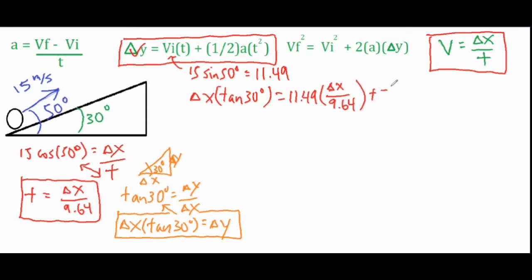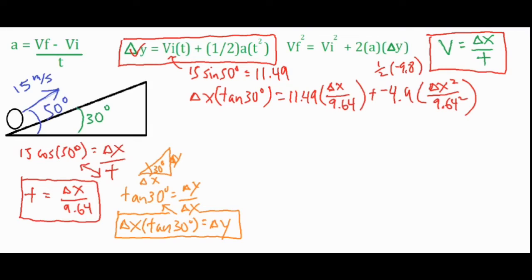And then plus 1/2 a t squared. 1/2 a is going to be negative 4.9 because that's 1/2 times the acceleration due to gravity. So I'll just write it as negative 4.9. And then we also have t squared, so we'll do the same substitution we did earlier from this box. And it's t squared, so all of this is going to be squared. So delta x squared over 9.64 squared.